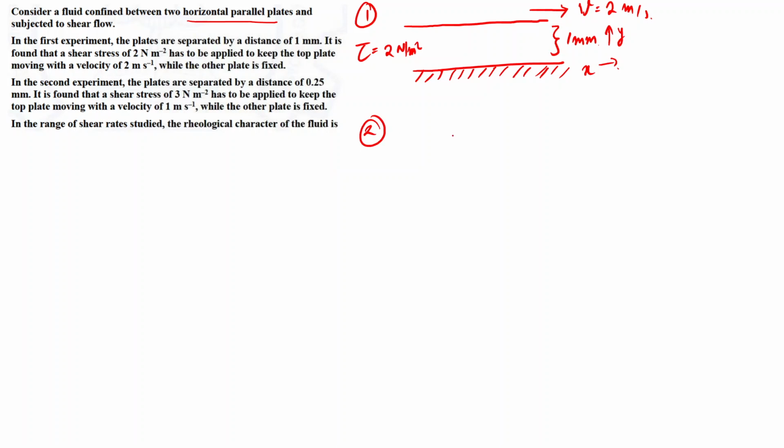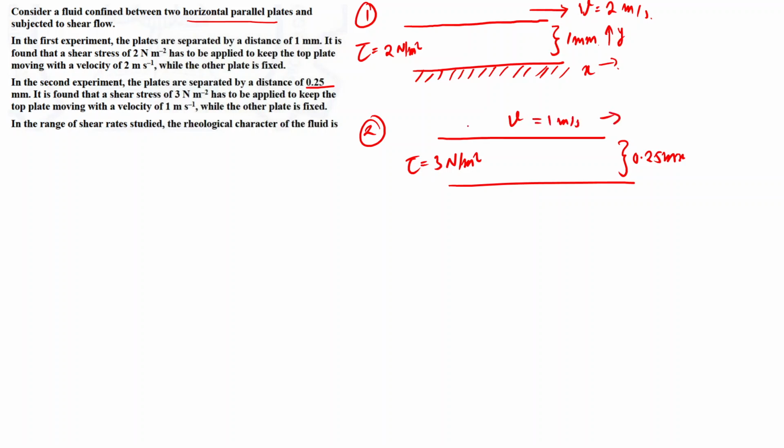Now in the second experiment, we have been given the plates are now separated by a distance of 0.25 mm. Now the distance is 0.25 mm. Shear stress applied is 3 Newton per meter square with a velocity equal to 1 meter per second, while the other plate is fixed. Now we have to study the rheological character of the fluid.